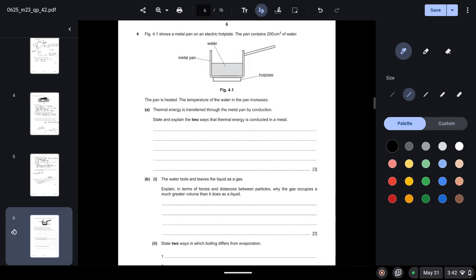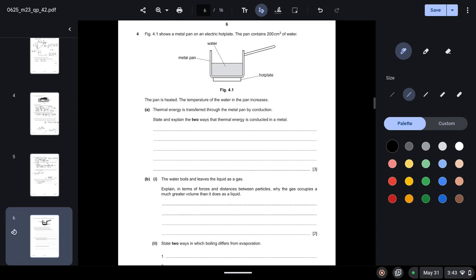Question 4. Figure 4.1 shows a metal pan on an electric hot plate. The pan contains 200 centimeter cube of water. The pan is heated. The temperature of the water in the pan increases. Thermal energy is transferred through the metal pan by conduction. State and explain the two ways that thermal energy is conducted in a metal.